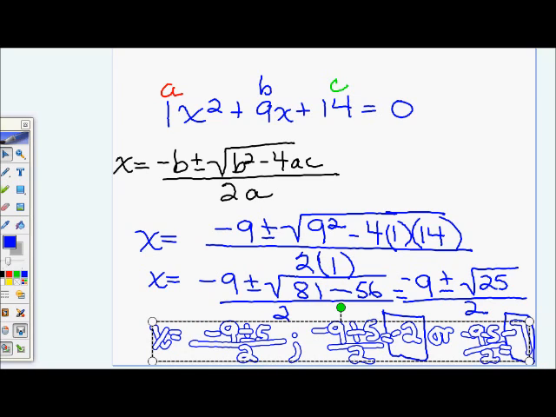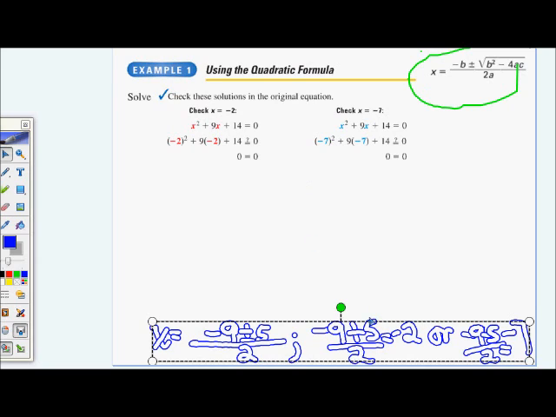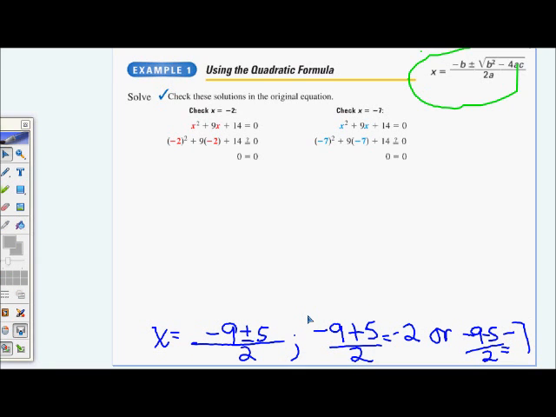I'm going to copy that real quick and see if I can paste that on our next page so that we can see on that page I have the checking there. So we're going to put our negative 2 and our negative 7 in there. You can see that they did that, and we should end up at 0 equals 0. Remember, when you're checking a solution, you need to put it back into the original equation.